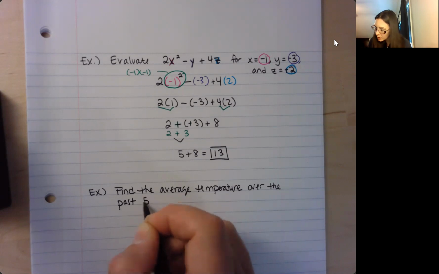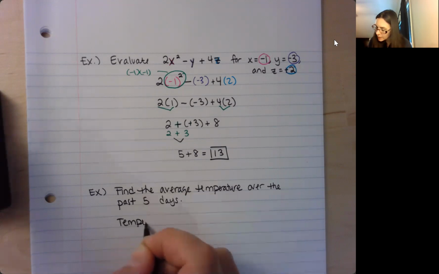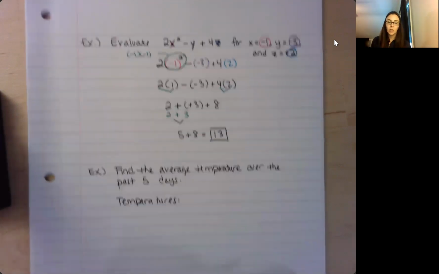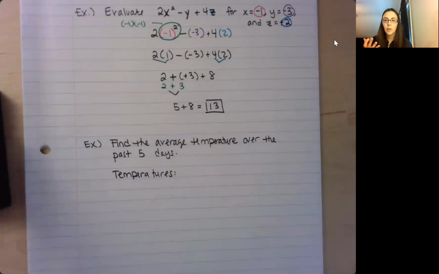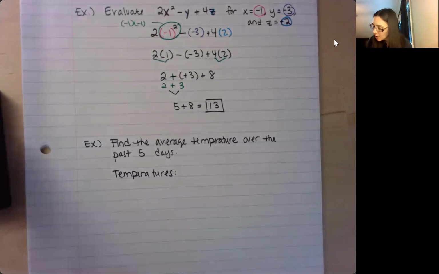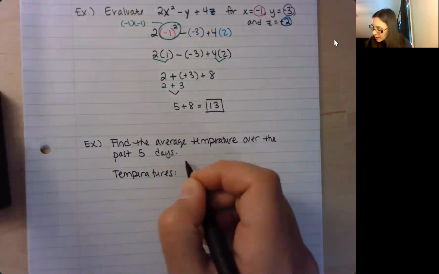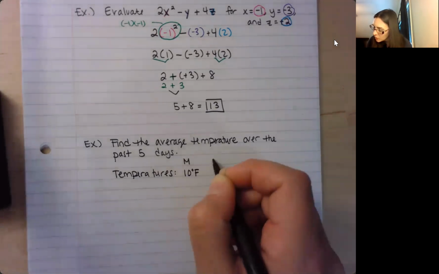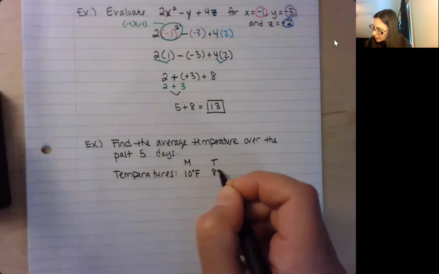And our temperatures, so this may be given to you in a table or in a bar graph or something like that. I'm just going to give them to you here. But oftentimes we may see a table or a graph here, and that's fine too. So maybe the temperature on the first day, we'll just call this Monday, just keep it organized, was 10 degrees Fahrenheit. Maybe on Tuesday, it was 8 degrees Fahrenheit.